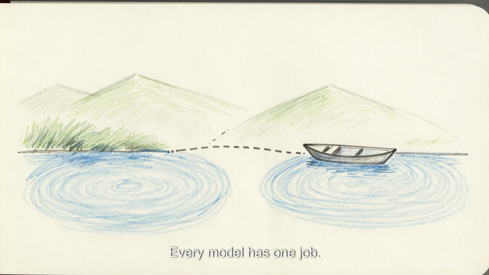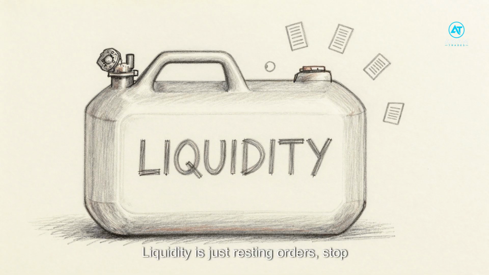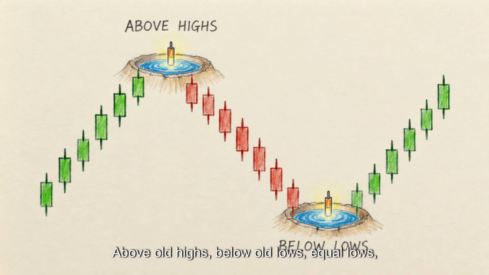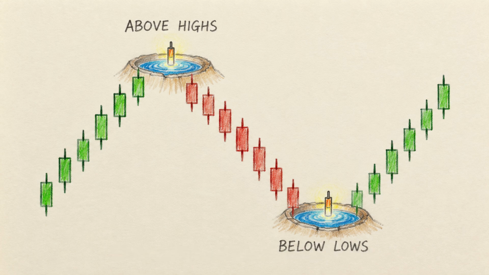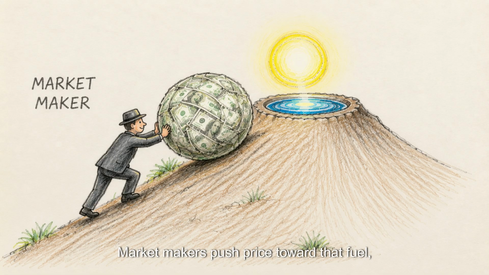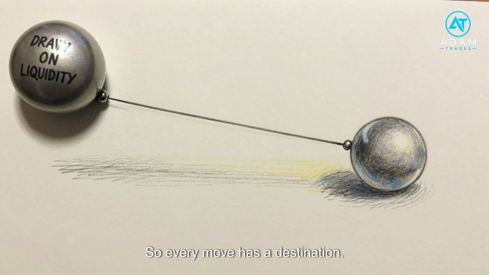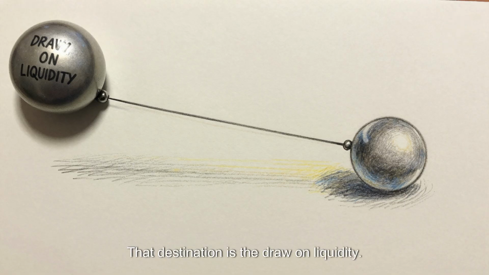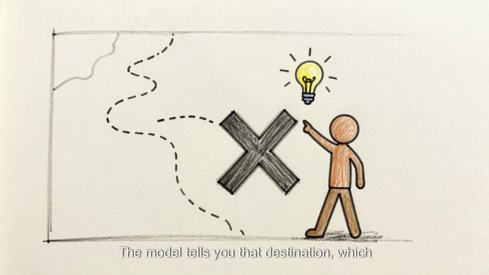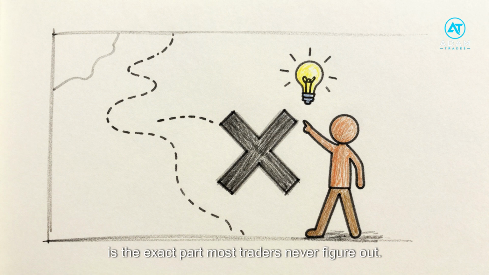Every model has one job, move price from one pool of liquidity to another. Liquidity is just resting orders, stop losses. Think of it as fuel. And it sits in predictable spots, above old highs, below old lows, equal highs. Market makers push price toward that fuel, use it to fill their orders, then turn it around. So every move has a destination. That destination is the draw on liquidity. The model tells you that destination, which is the exact part most traders never figure out.